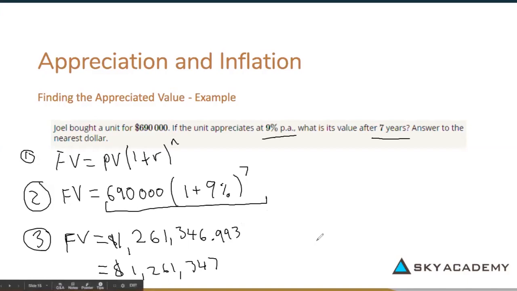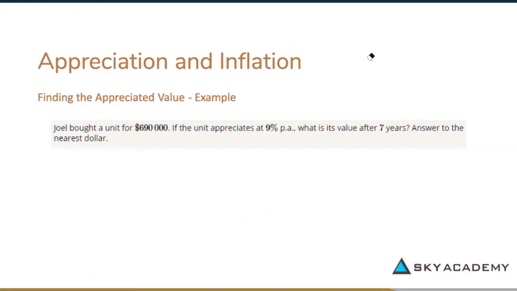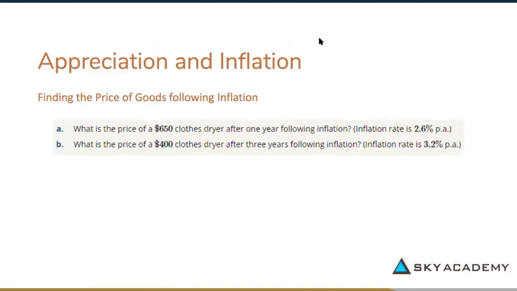Now we are going to look at some more examples. If goods increase in value, that's inflation. So we're going to have a look at inflation. The first part is A: what is the price of a $650 clothes dryer after 1 year following inflation? Firstly, we would write out the formula, which we know is FV equals PV times 1 plus R to the power of N. Then we'd fill in what we know.